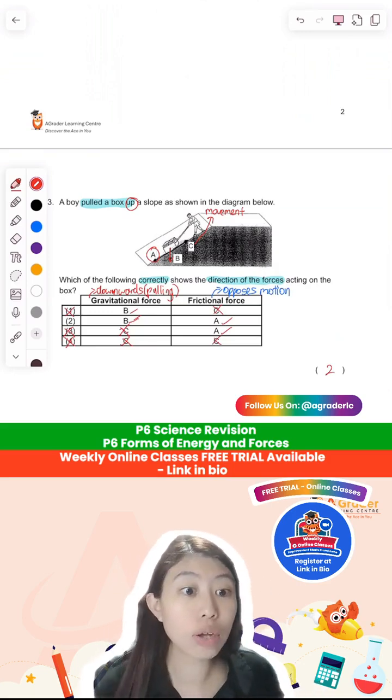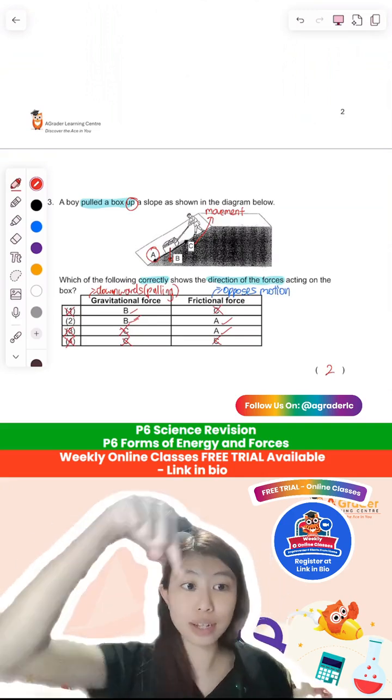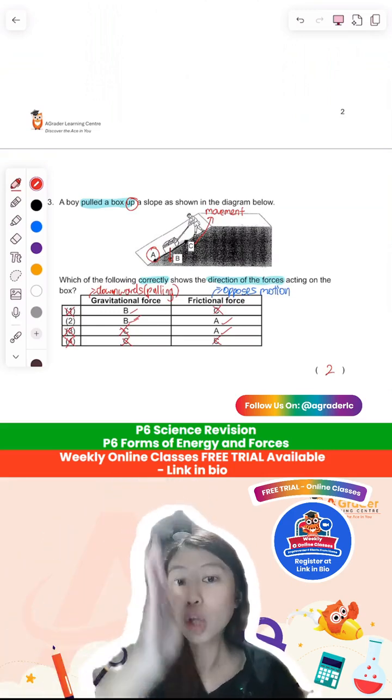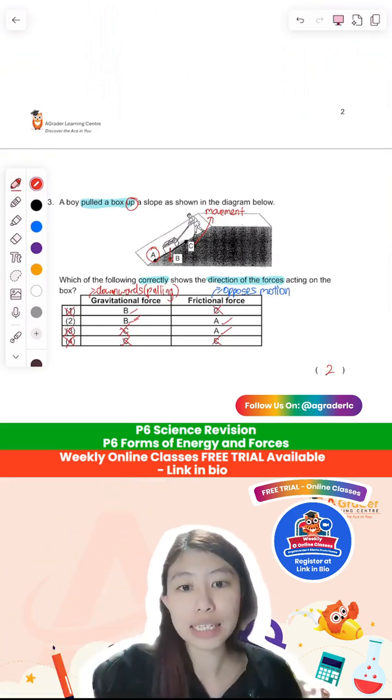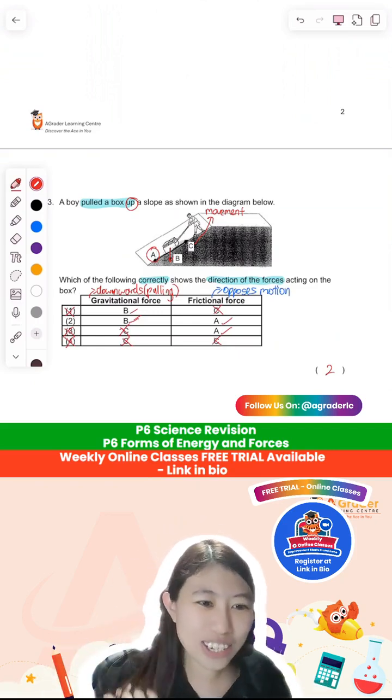You mean gravity? Gravity always is down, directly down, not diagonally. It will never be diagonally. Okay? Okay, so let's move on.